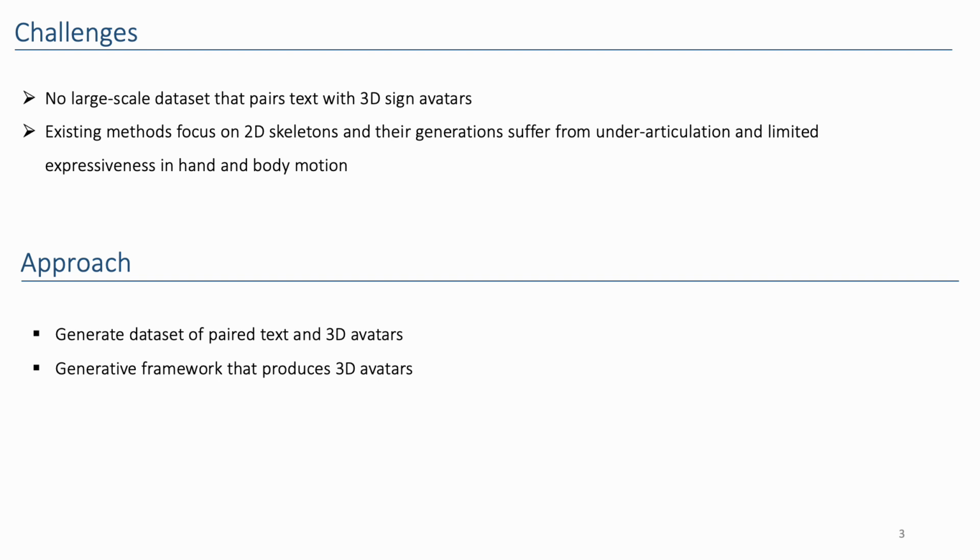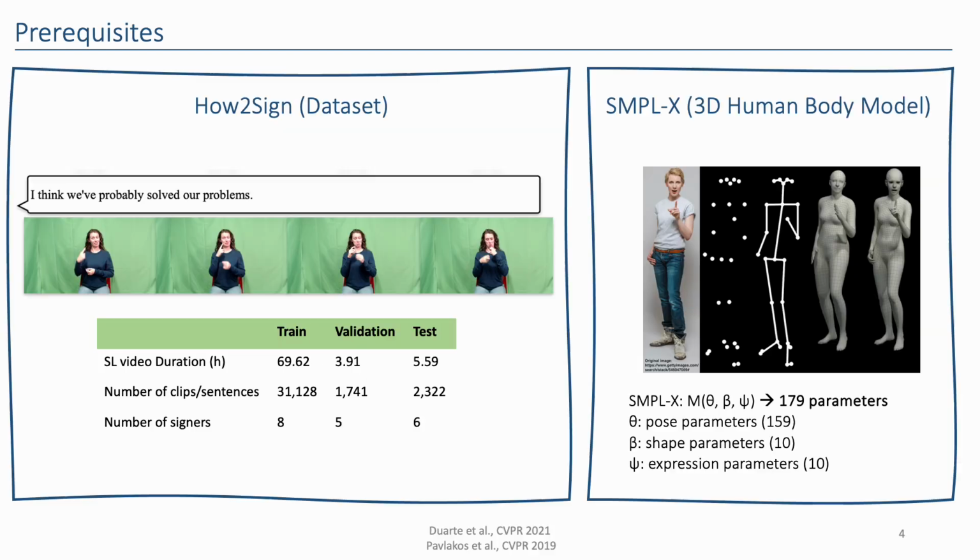The main challenges that have hindered the development of effective sign language production methods revolve around the lack of large-scale datasets that pair text with 3D sign avatars. Most of the existing methods focus on 2D skeletons, and their generations suffer from limited expressiveness in hand and body motion. To deal with these shortcomings, our work focuses on two main directions: the generation of a dataset that pairs text with 3D avatars, and the development of a generative framework that, given a text sequence, produces 3D avatars.